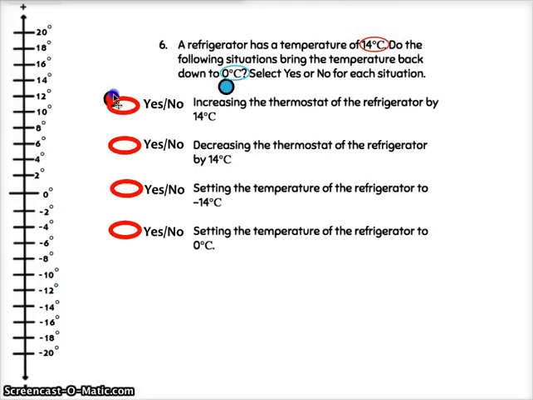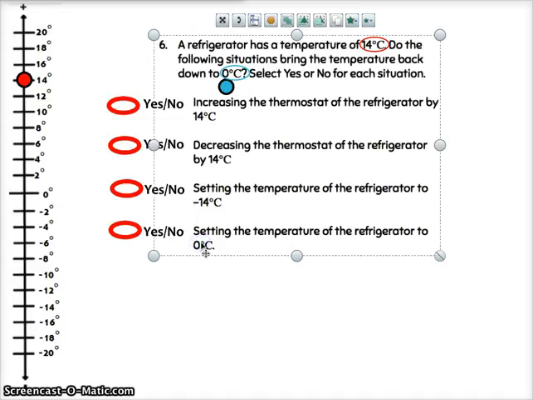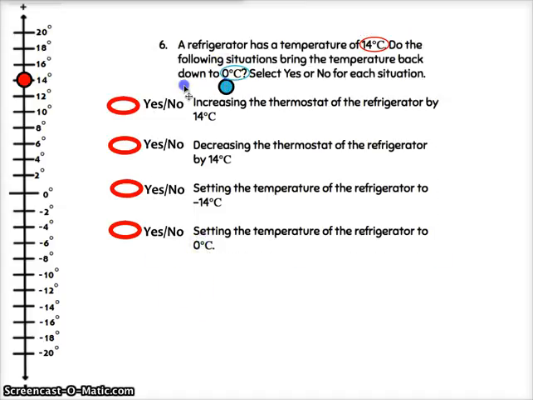It says a refrigerator has a temperature of 14 degrees Celsius. And it wants to know, do each of these situations that are described bring the temperature from 14 degrees back down to 0 degrees? So let's look at each one.